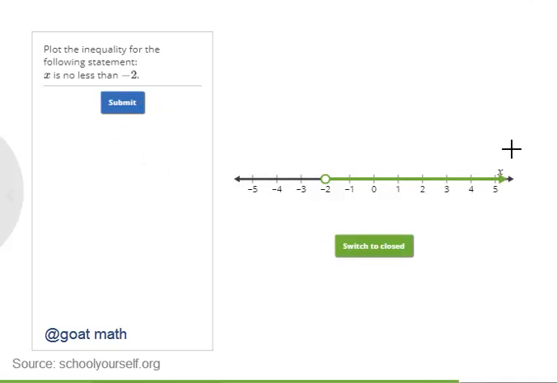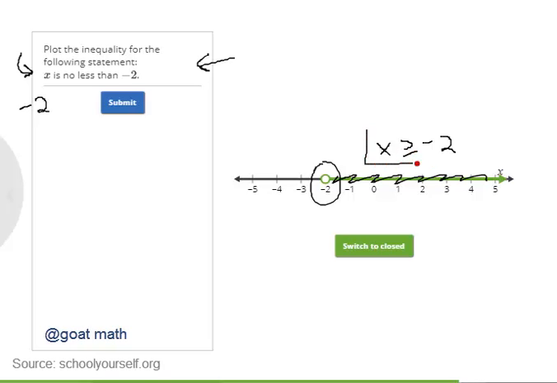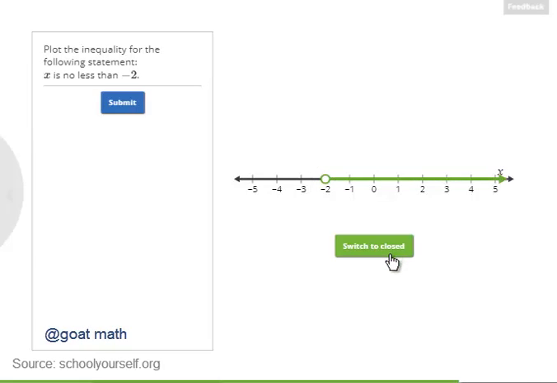You're on the right track. Saying x is no less than -2 means x can definitely be greater than -2, which is what you've graphed here. But x can also equal -2. Think about it. If x equals -2, then it's not less than -2. So saying x is no less than -2 is the same as saying x is greater than or equal to -2. So give this question another shot.